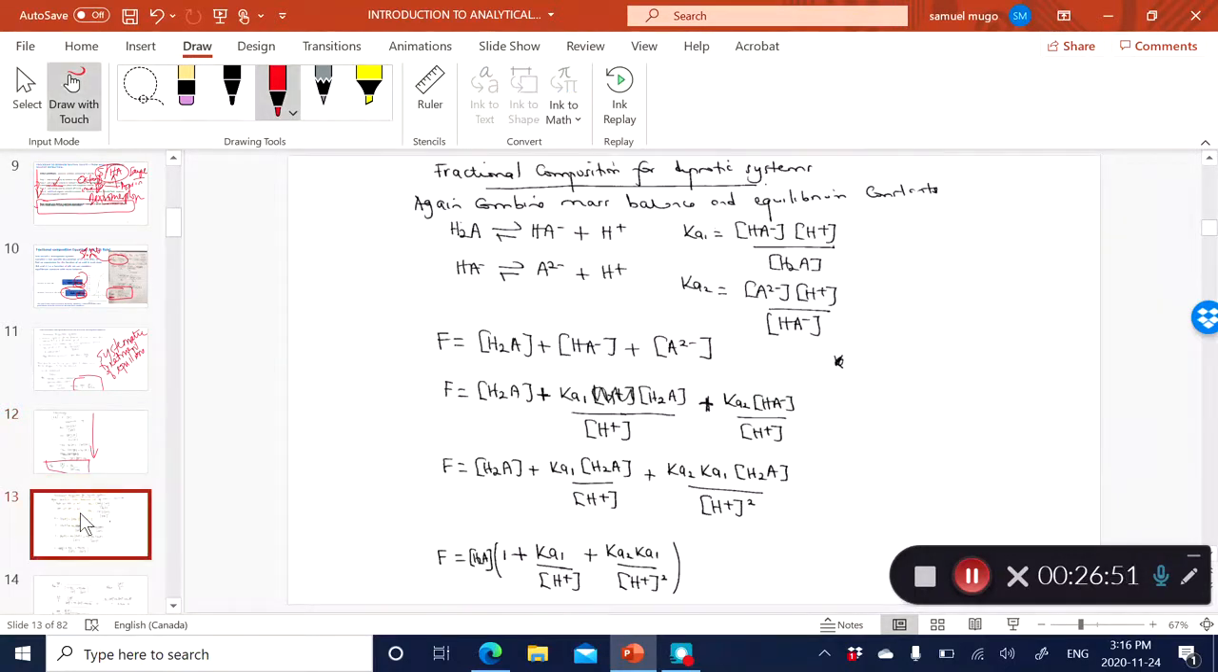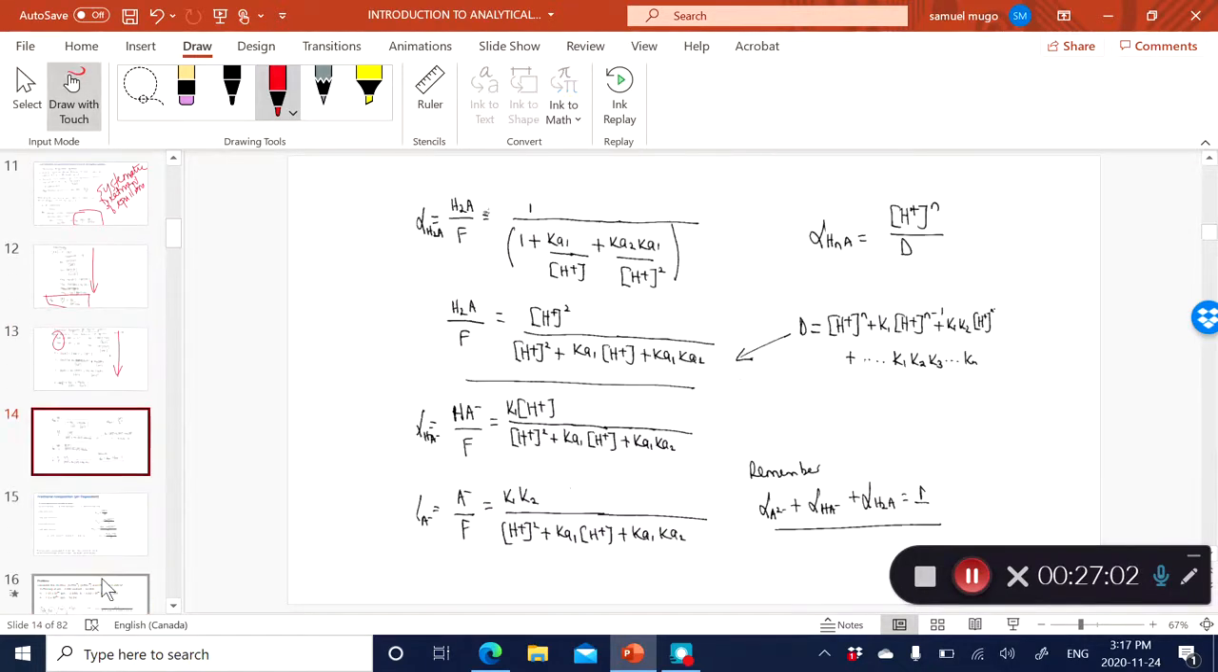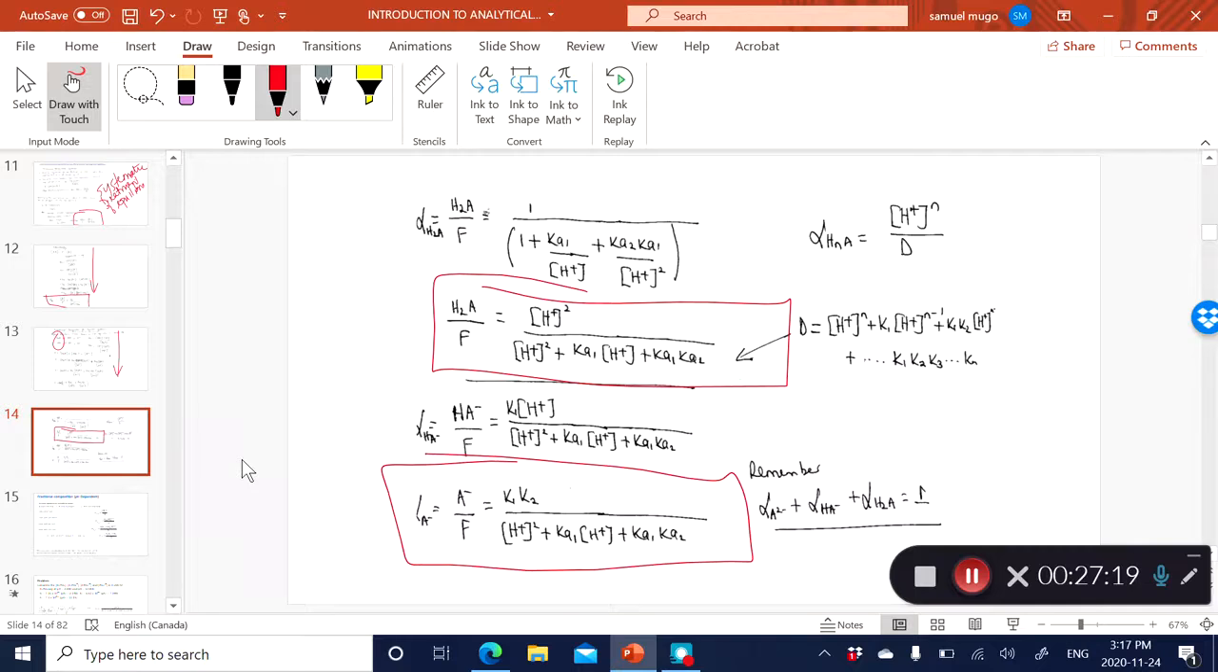If I had a diprotic acid, again, you can see, just follow the process here, that my fractional composition is equal to that. All right. And if I had a conjugate diprotic system or diprotic base, you can see that my relationship is actually that. Okay.